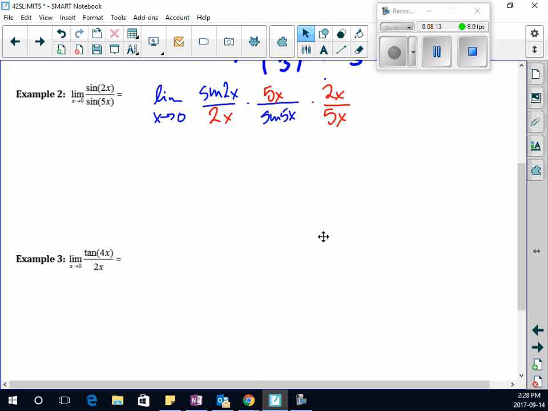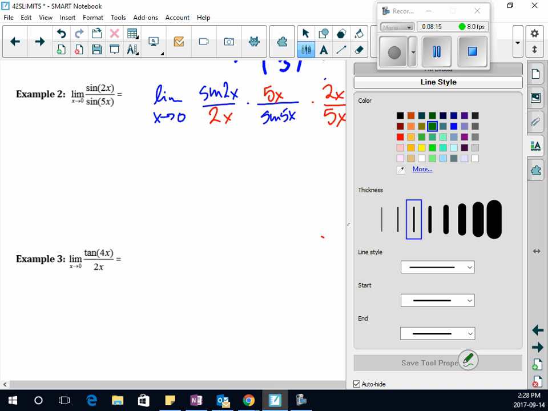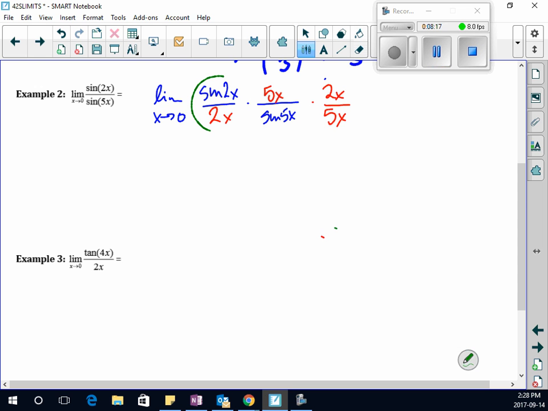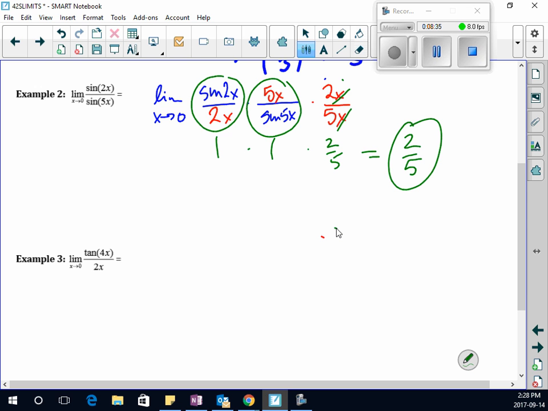So now, this whole thing when the limit goes to 0 is 1. This whole thing when the limit goes to 0 is 1. This, well, if I plug it in, I get 0 over 0, but the x's cancel, and I get 2 over 5. 2 over 5, bada bing, bada boom, we're done. Look at that.